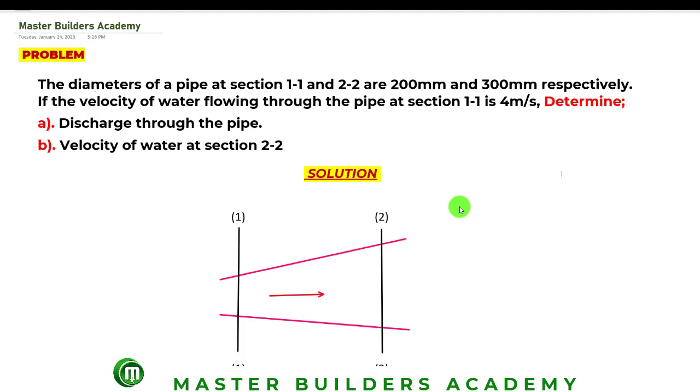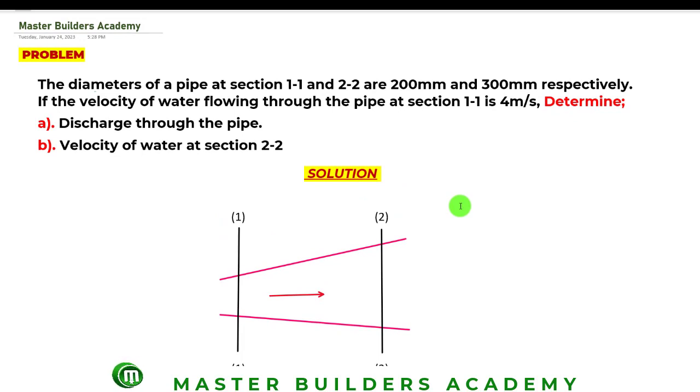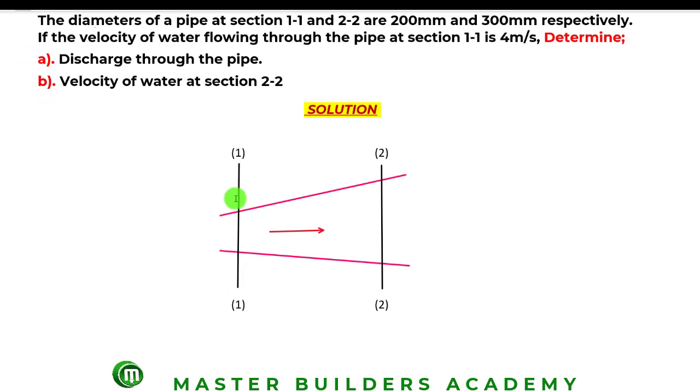Now we have the diagram before us, as stated in the question. This is the diagram. This is section 1 and this is section 2. This is the direction of the flow. The arrowhead shows that the flow is from section 1 down to section 2.